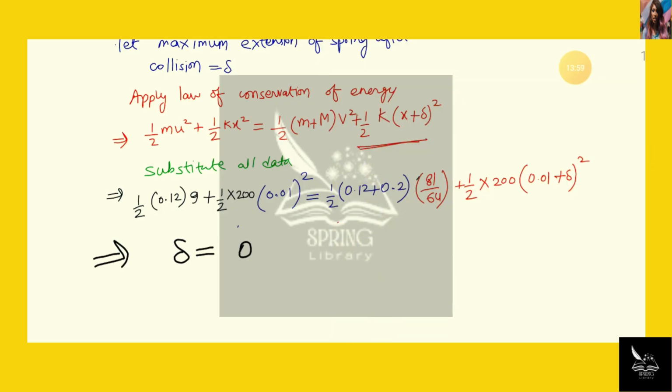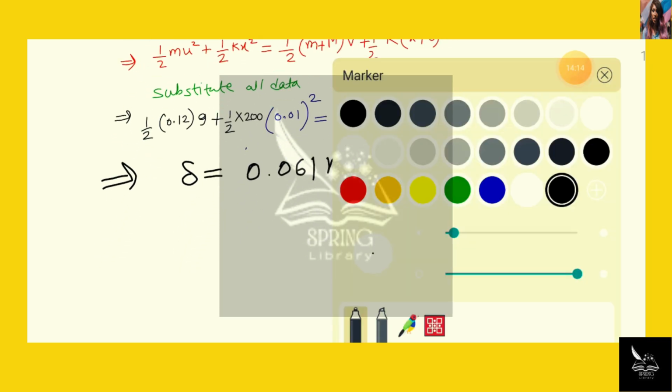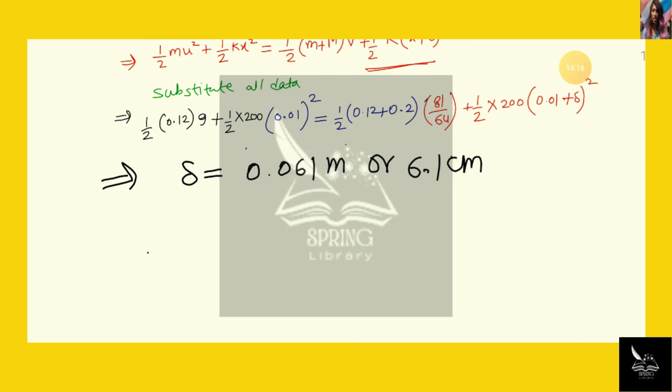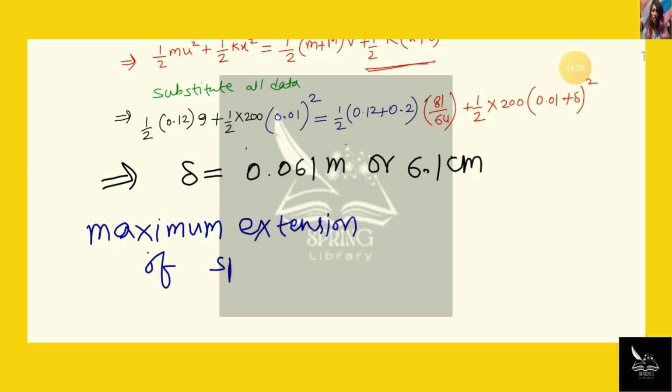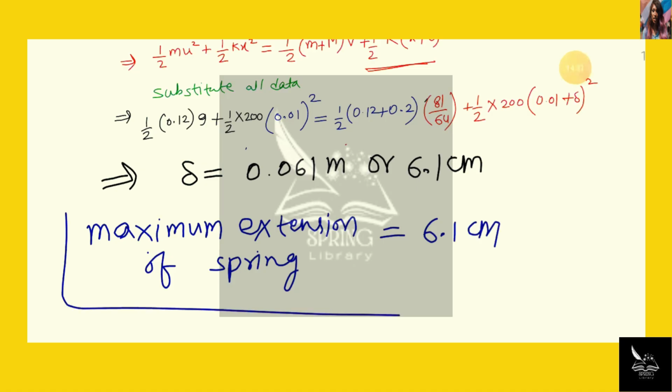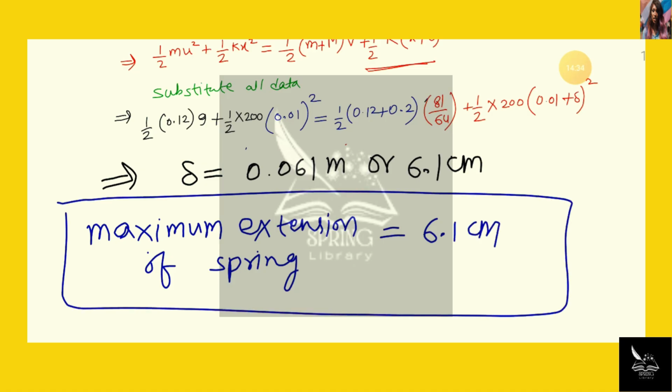After solving, the final value is 0.016 meter, or in centimeter it will be written as 6.1 centimeter. That means the maximum extension of spring will be 6.1 centimeter. So I have solved the question completely. This is the answer of the given question. Thank you.